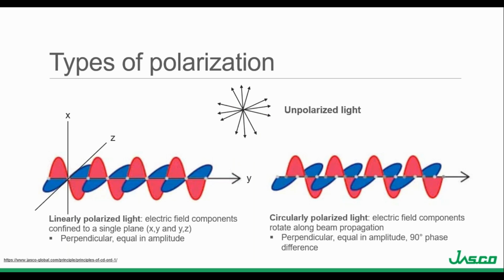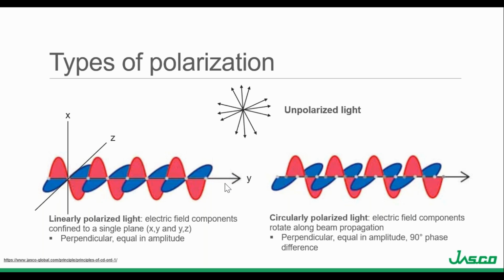So there are a few different types of polarization. In a CD spectrophotometer, unpolarized and linearly polarized light are used to create circularly polarized light, and we're going to be measuring elliptically polarized light of our chiral sample. So unpolarized light, or white light, is created by a light source, and the electric and magnetic fields oscillate in many different directions.